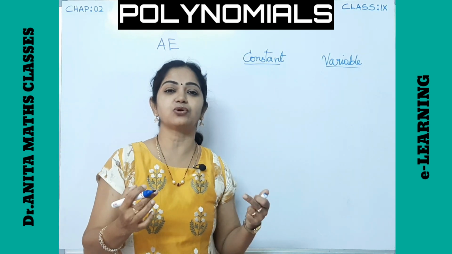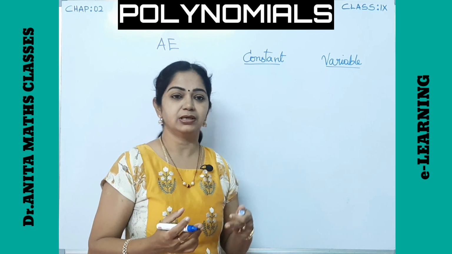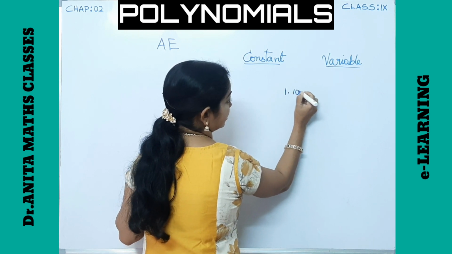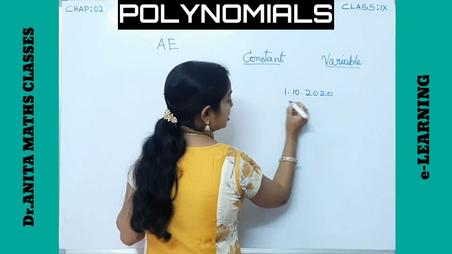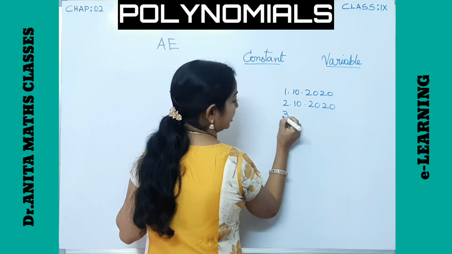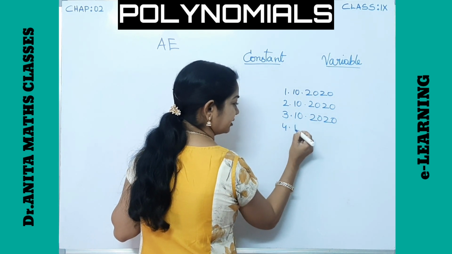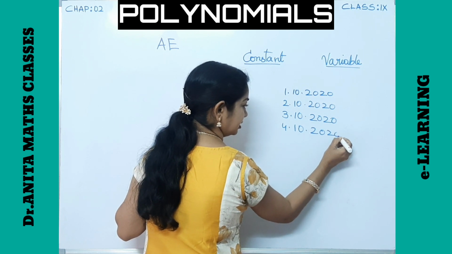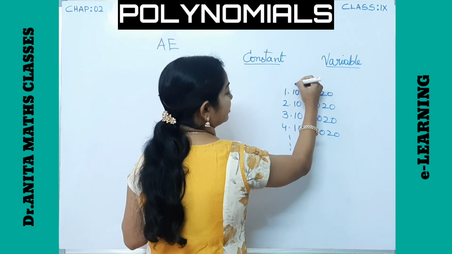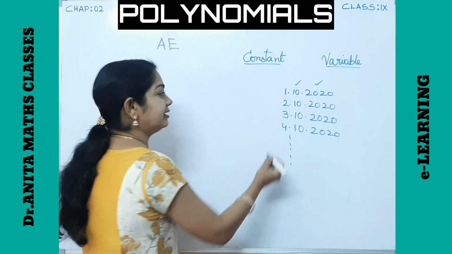Now, the dates of one month. Let us take the month of October. If I take the month of October, the first one is 1/10/2020. Suppose this is, so 2/10/2020. Third day, so 3/10/2020. So some are fixed here and some are changing here, isn't it? Likewise, the date till 30. Here if you see, the month is October, it is not changing. The year is 2020, it is not changing, but the dates are changing.